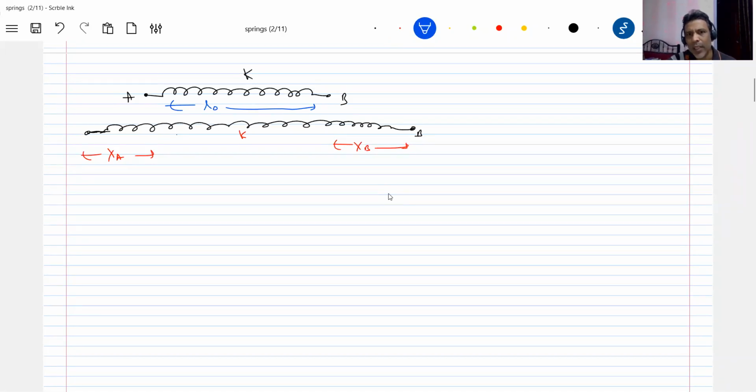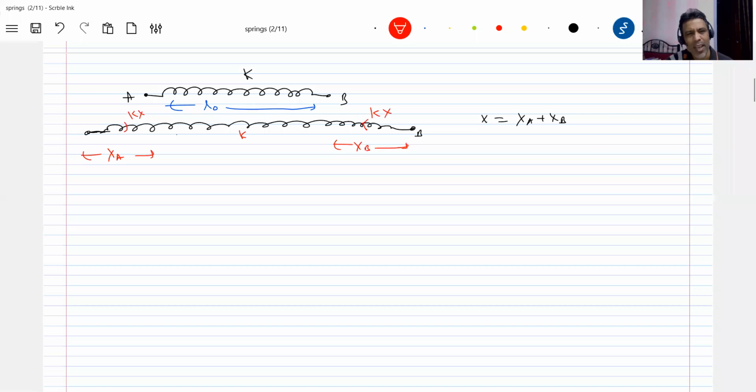Are you able to make it out? So end B elongated by XB and A elongated by XA. What is the total elongation of spring? Total elongation of spring is X equal to XA plus XB. Then how much is the spring force? You have to show spring force acting like this, KX and KX. Don't write KXB, KXA. What is the total elongation of spring? It is XA plus XB.